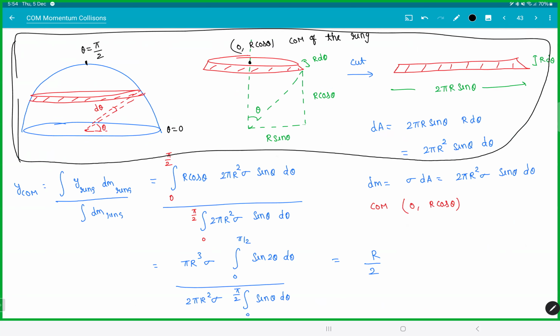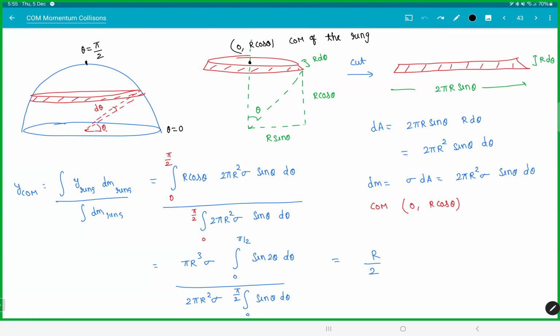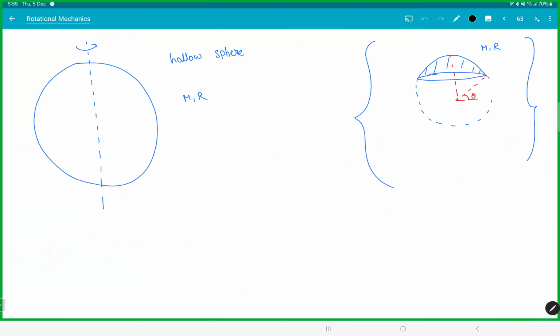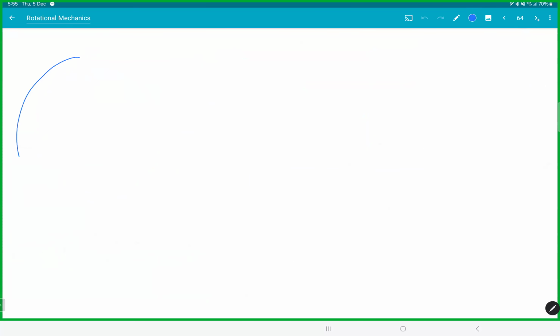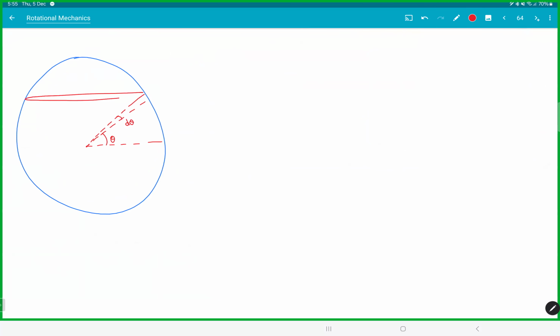The moment you see a hollow sphere, you should know I should take an element like this. You take small, thin rings. Remember? So, how do we do this? This is the sphere. From the center, at an angle theta, take a thin strip d theta. We get a ring like this. This width will be r d theta. This is how it looks when you open it up.